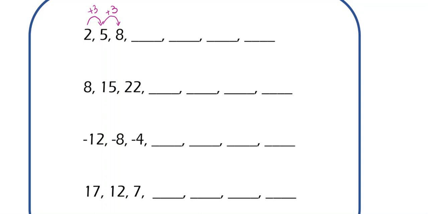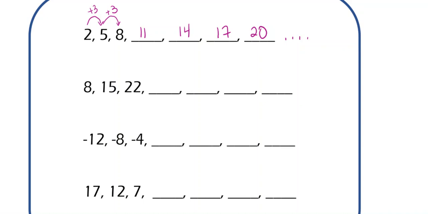So we can just keep extending that, and that would tell us that our next number is going to be 11, and then 14, 17, and then 20. And this will actually keep going. We don't actually have to stop after 4, but that'll be enough for us to be able to demonstrate that we understand what the pattern is.